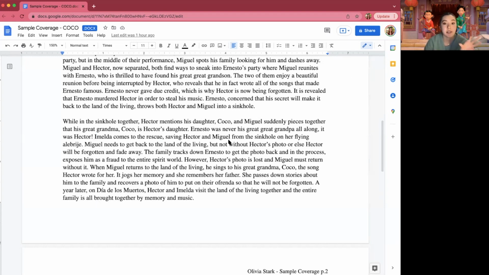But Imelda saves Hector and Miguel from the sinkhole on her flying alebrije. Miguel needs to get back to the land of the living, but not without Hector's photo, or else Hector will be forgotten and fade away. The family tracks down Ernesto to get the photo back. In the process, exposes him as a fraud to the entire spirit world. However, Hector's photo is lost, and Miguel must return without it.